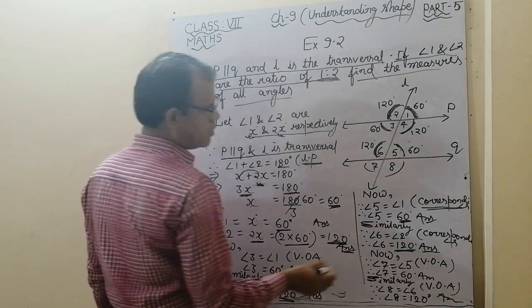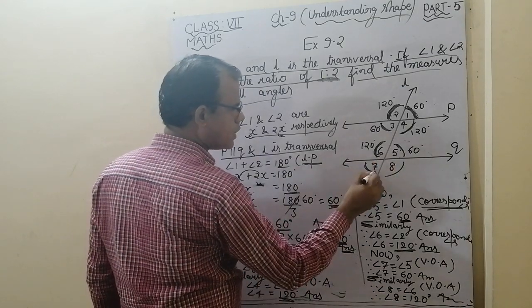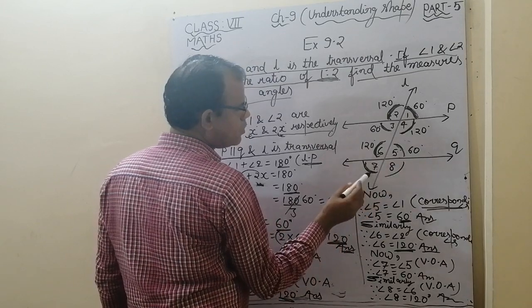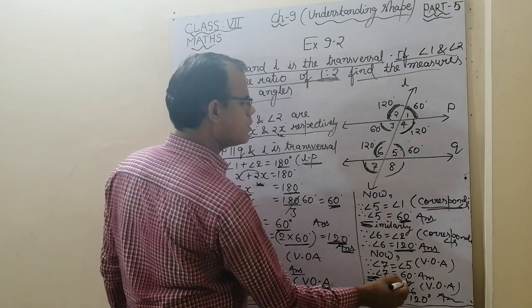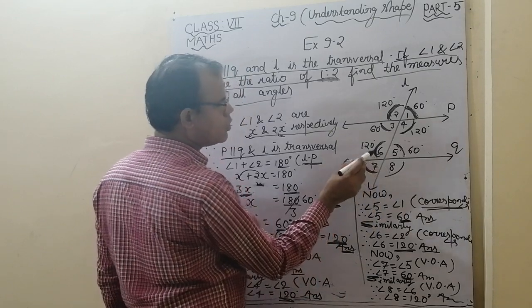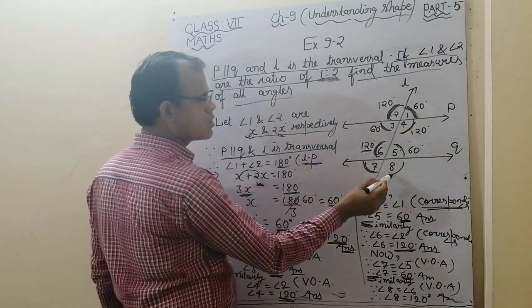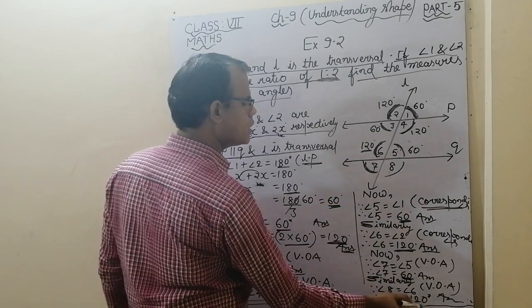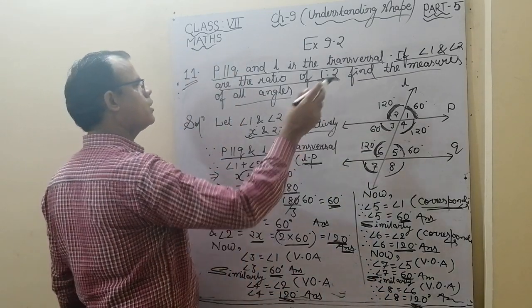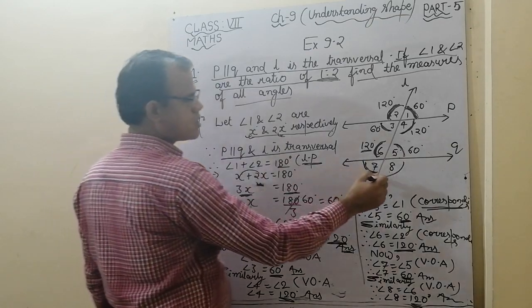Now look here. Angle 7 equals angle 5. Why? Vertically opposite angles. So angle 7 is 60 degrees. And similarly angle 8 equals angle 6, and the value of angle 6 is 120 degrees. So angle 8 is 120 degrees. So in this way we have found angles 1, 2, 3, 4, 5, 6, 7, 8.